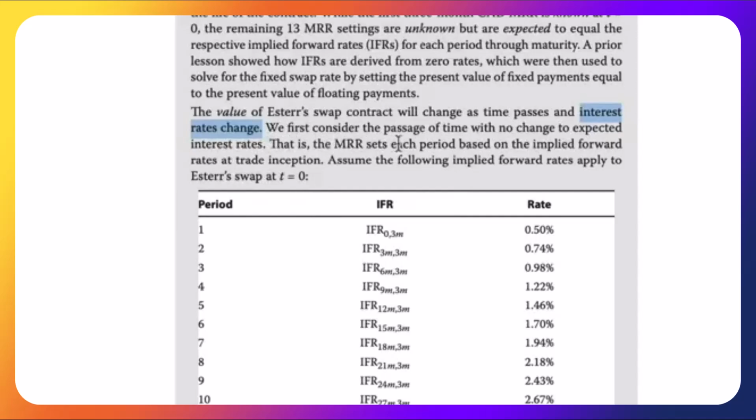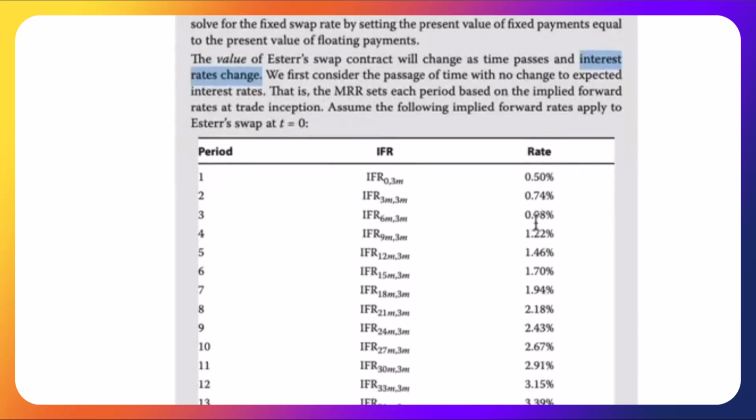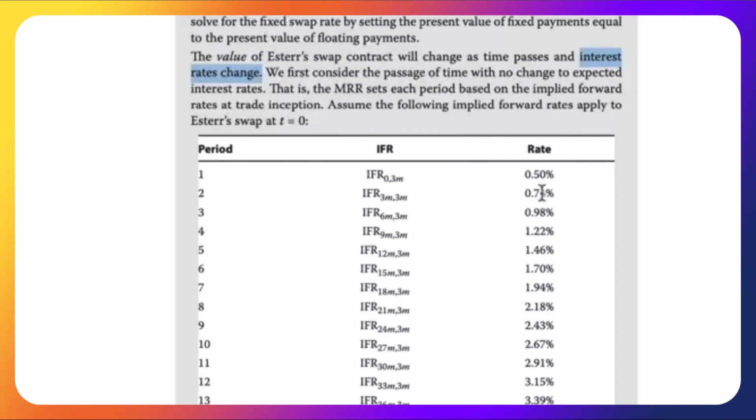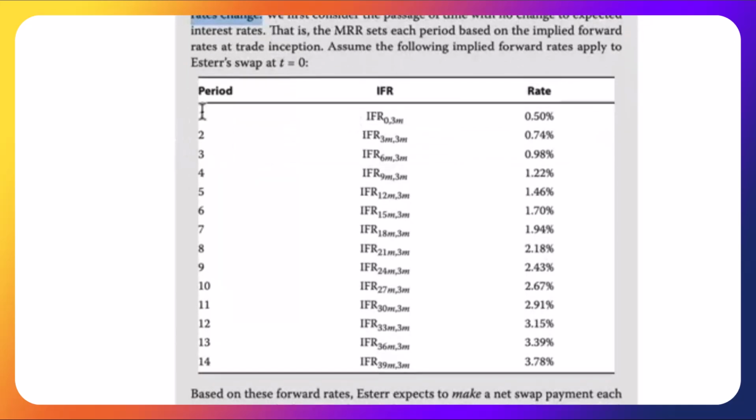That is, the MRR sets each period based on the implied forward rates at trade inception. So to assume just the passage of time, we must assume that at each period, the implied forward rate is the actual floating rate at that period. Assume the following implied forward rates apply to Esther swap at t equals 0. We need 14 of them. There's the 14. The very first one is just the same as the first period spot rate. So there are all our rates.